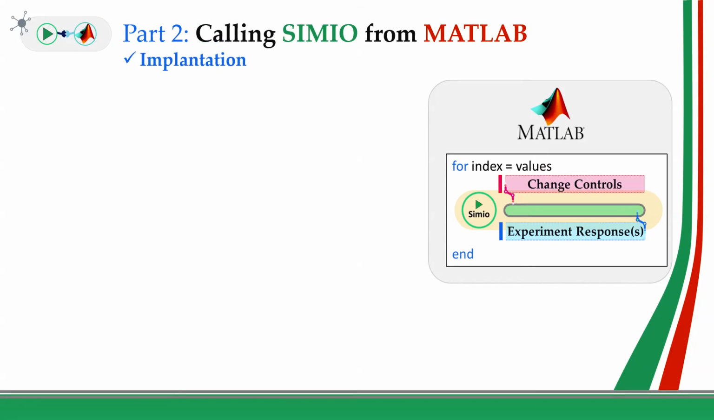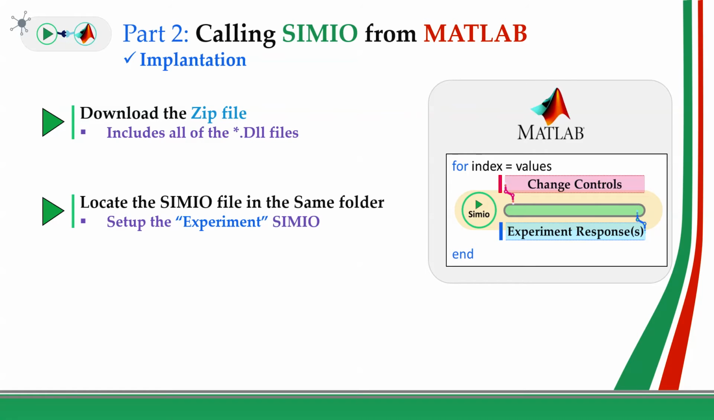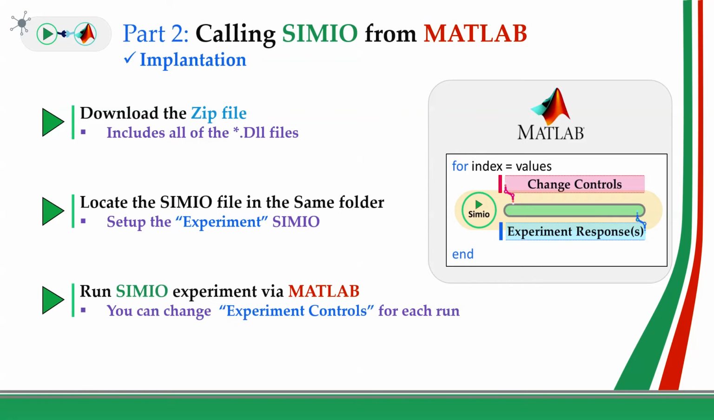So I want to talk about how we can implement this. Same as part 1, it's very simple and easy. You just download a zip file from the link that I provided in the comments. It also includes a couple of other files. Then locate your Simio file inside the folder that I provided and set up the experiment inside Simio, because you have to know what the experiment is. Then use the algorithm that I'm going to show you to run a Simio experiment inside MATLAB. So let's do it right now.